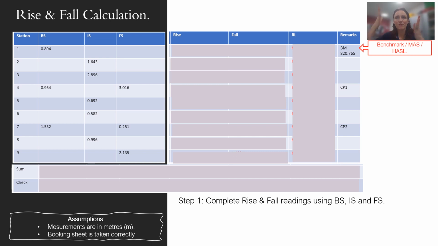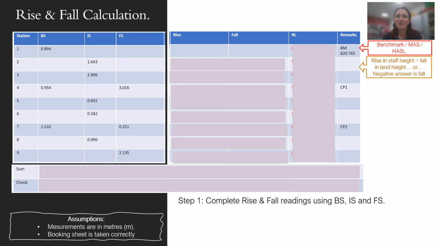We're looking to get the end point, which is your reduced level, like you want to do a profile. So station A, station B, or 1, 2, 3, station 1, 2, 3, all the way to 9. What is the level at each of those station points? Okay. So the first thing you need to do is look at your rise and fall.